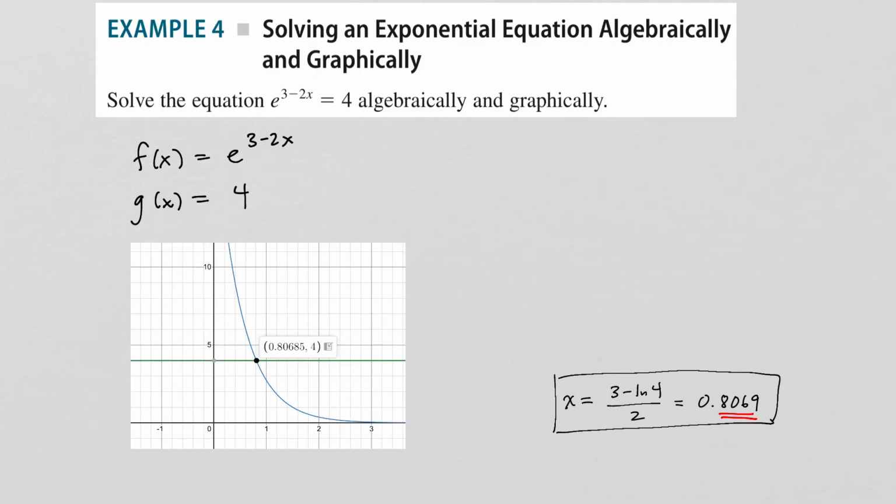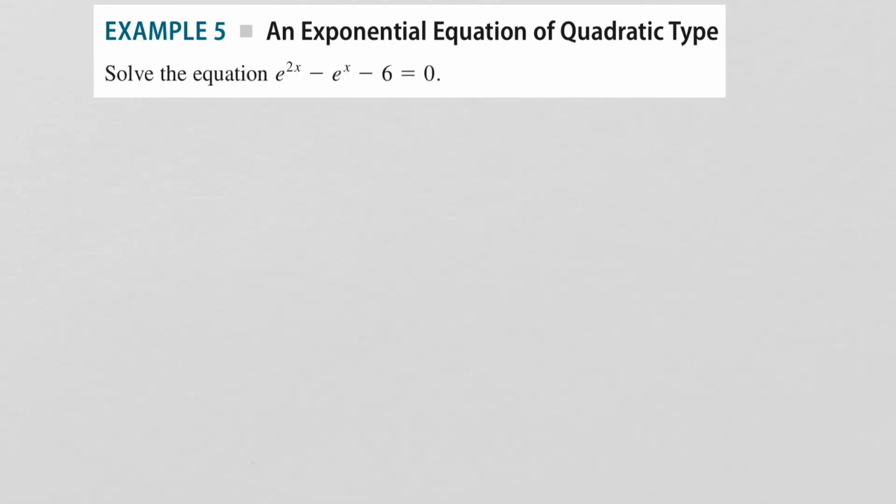And so now you can see, indeed, they do intersect at a value of x, which is 0.80685, which is this number. And the y value, of course, is 4 there, but we only care about the x value. So even when equations are difficult to solve algebraically, we can use graphing calculators to help us solve these things.